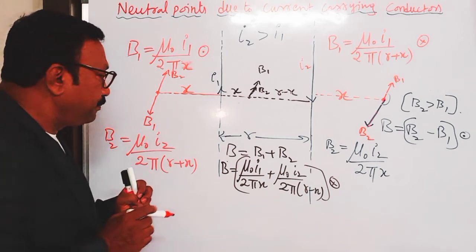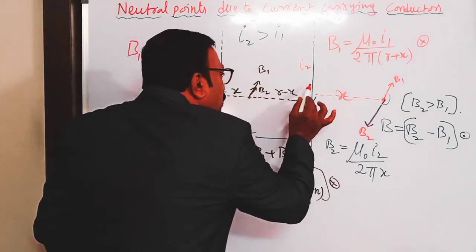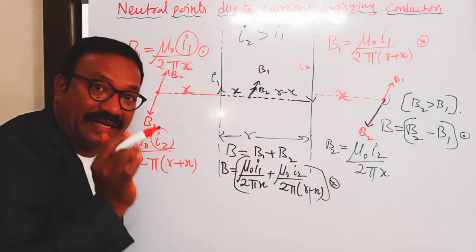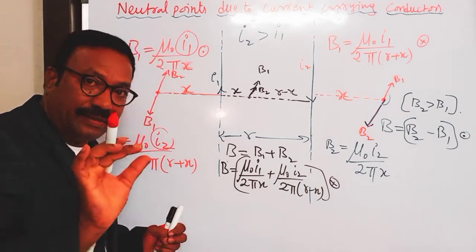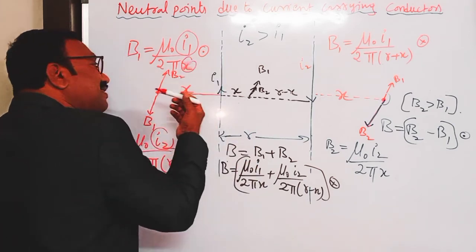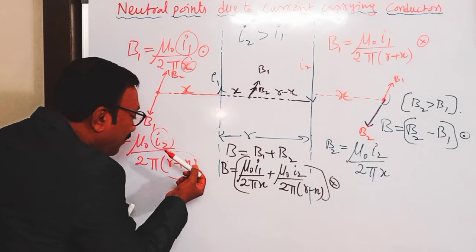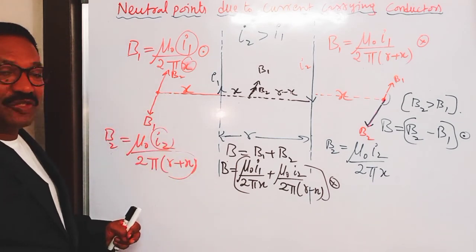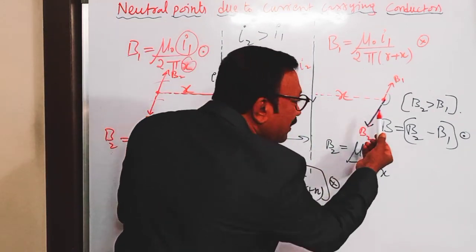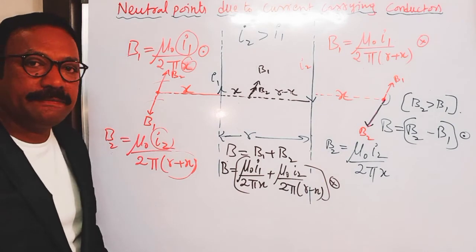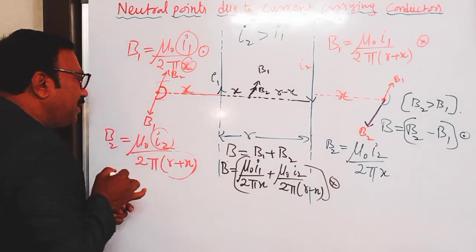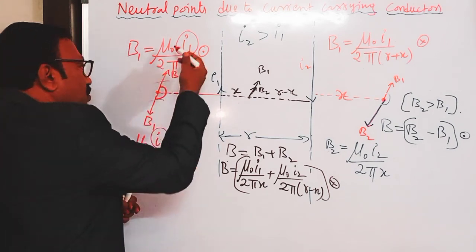Observe here. The current I2 is greater than I1, so this must produce a greater field. But R plus x is greater than x, so this must produce a lesser field. So one is enhancing the field, one is decreasing the field. So there is a chance of compensation here. In the earlier region, both factors were enhancing the field, so B2 was always greater than B1. Therefore, if you want to find a resultant field, the angle between B1 and B2 is 180 degrees, so subtract these two and you will get the resultant field.